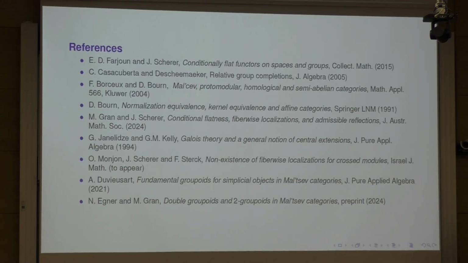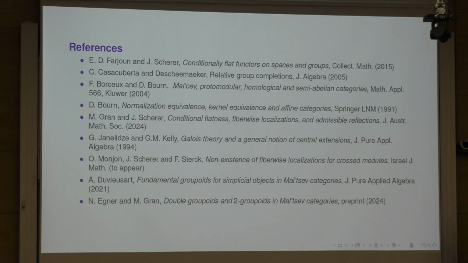You said that if you've got a Birkhoff subcategory of a homological category such that normal monos are stable under images, then the localization functor is conditionally flat. Is it also true that it has this functorial fiberwise localization? No, it's not true. The counterexample in crossed modules gives a counterexample to this statement. The one that Mongeon, Scherer, and Sterk found, yes. So the proof is just different? Yes.